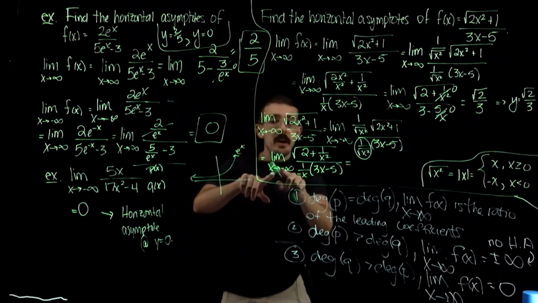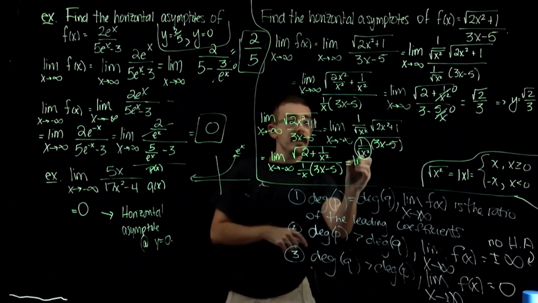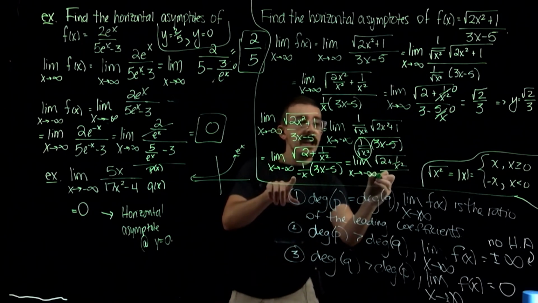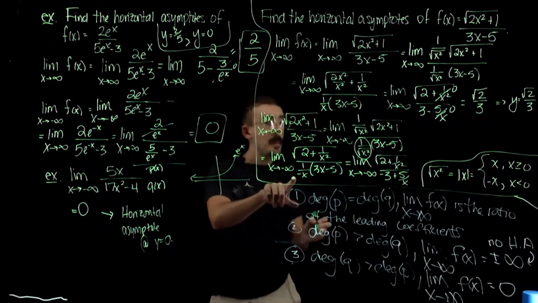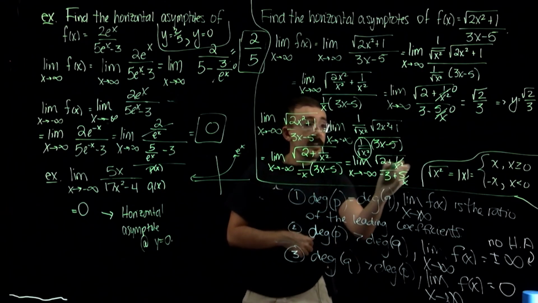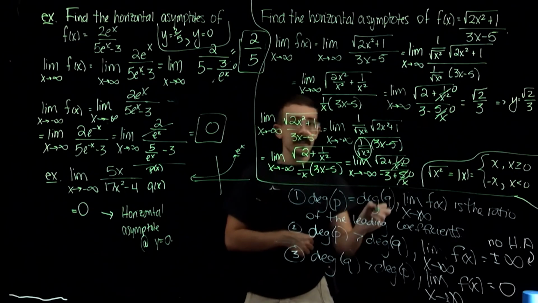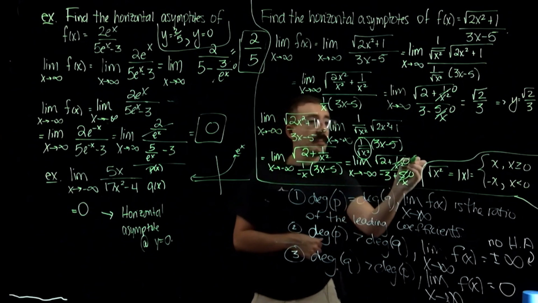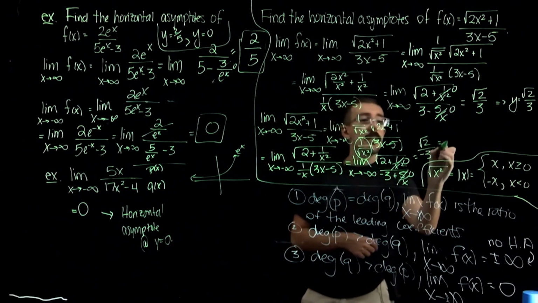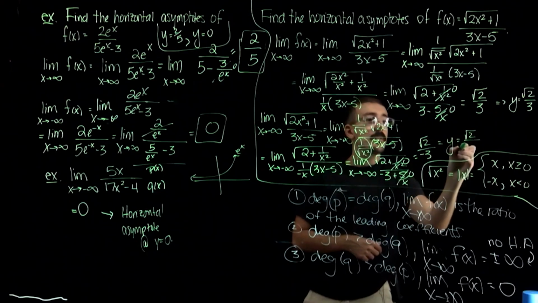Now what happens, I have this negative x distributes in here. I'm going to get the limit as x goes to negative infinity, square root of 2 plus 1 over x squared. This is going to be negative 3, and then plus 5 over x. And now I can evaluate that limit. As x goes to negative infinity, this again goes to 0, and this again goes to 0. And now the only difference is I have root 2 over negative 3. So my other horizontal asymptote is root 2 over negative 3.